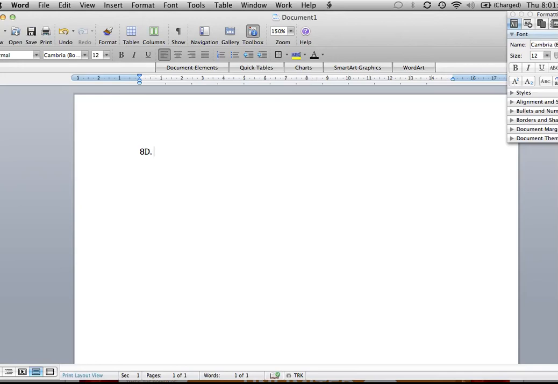So question 8D asks us to explain how they're not independent, i.e. it's asking us to explain how they are dependent. So first off, let's start with what a dependent event is. A dependent event is an event where the occurrence of one event affects the occurrence of the other event.